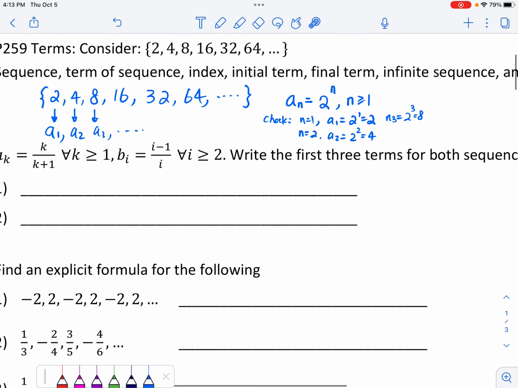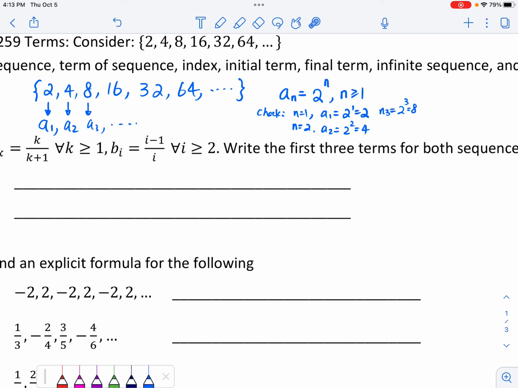So what's the nice thing about an explicit formula? Without really listing the terms out, I can find any term that I want. If you say, hey, what is the 10th term? I really don't have to double until I get the 10th one, right? I can just quickly do 2 to the 10th. A10 is 2 to the 10, which is 1024. So I can quickly find that with an explicit formula.